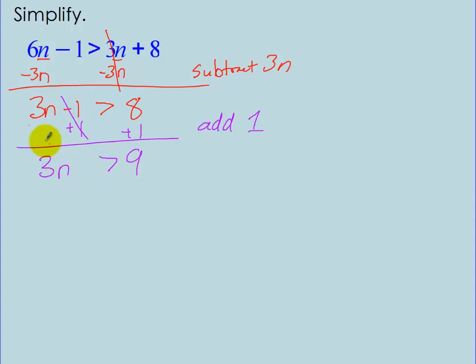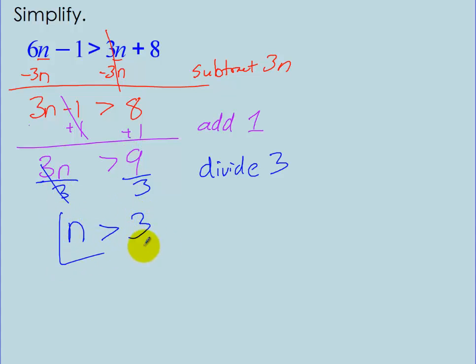And your last step, I don't like having a 3 next to the n, so I divide it by 3 on both sides. And when you divide by 3, since it's positive, you don't flip the sign. It stays the same. You're left with n is greater than 3.